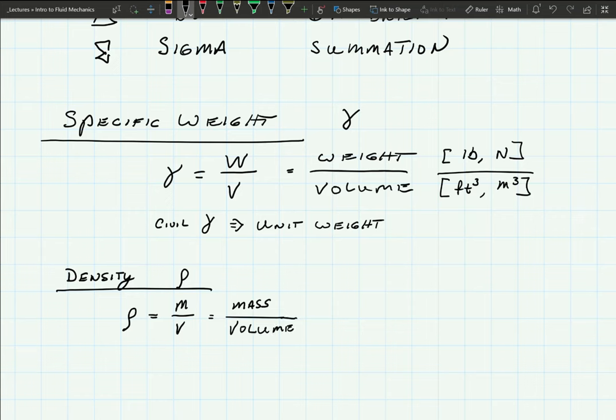All right. Now, this is where I think the world gets really stupid, and why the English system is the dumbest system to measure anything in, okay? So mass is in slugs, and then metric is in kilograms, okay? And we get volume still in cubic feet and meters cubed, okay?